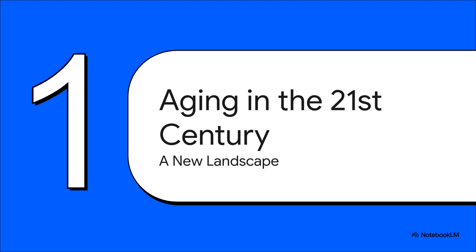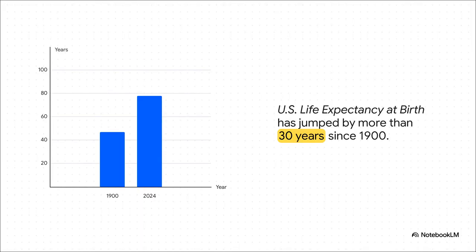Aging in the 21st century is a completely different ballgame than it was even a few generations ago. And that has some huge implications for how we practice medicine day to day. Just look at this incredible leap. In just over a century, the average life expectancy at birth in the US has jumped by more than 30 years. That success has created a whole new set of challenges. How do we manage health over a much, much longer lifespan?